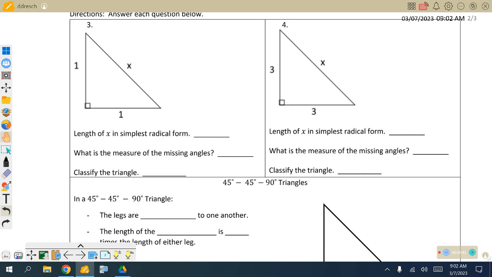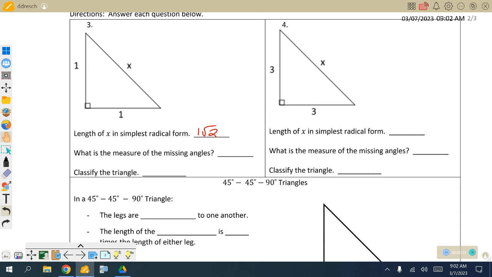Okay, let's go through that. So, what you should see ideally here is a pattern happening with these two types of triangles. On question 1, really quick, using the Pythagorean theorem, you got 1, 1, and what did you get for the hypotenuse? 1 root 2.